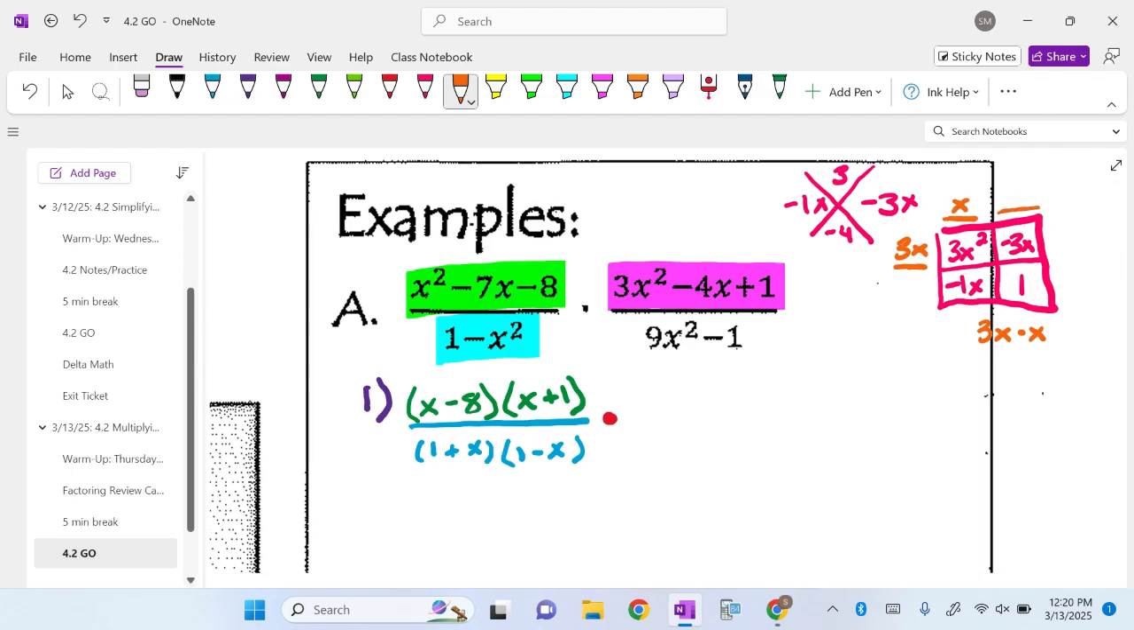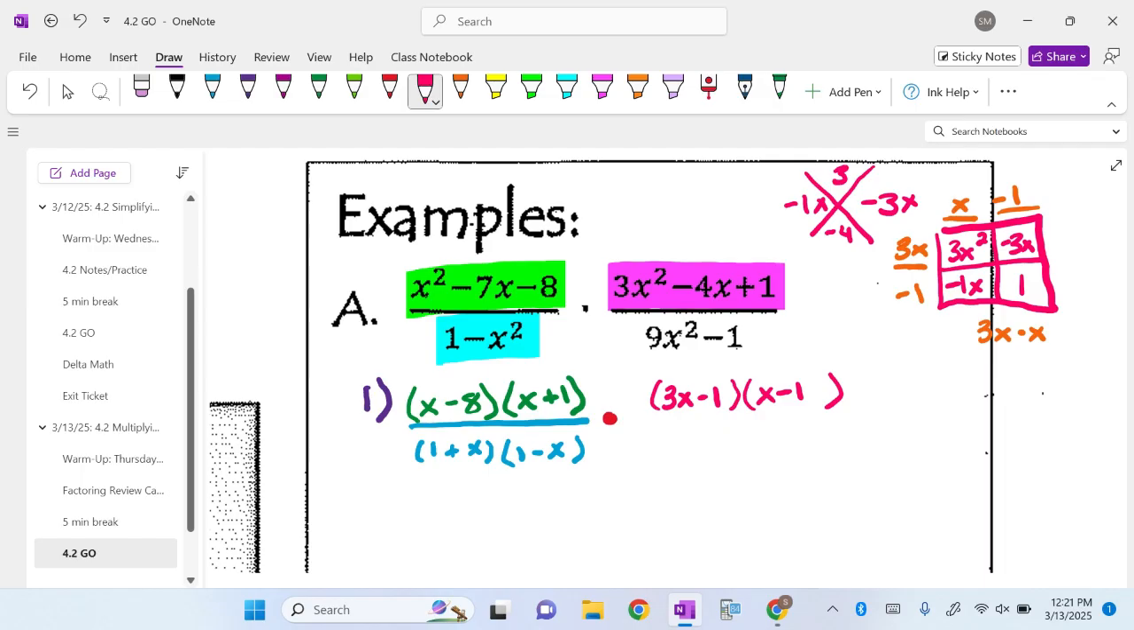Now, the rest of it's easy because 3x times what is negative 3x? Negative 1. And then x times what is negative 1x? Negative 1. Thus, my factors are what? 3x minus 1 and then x minus 1. All right.